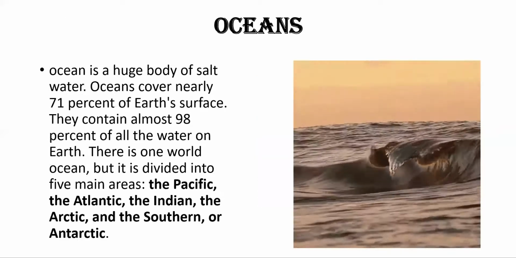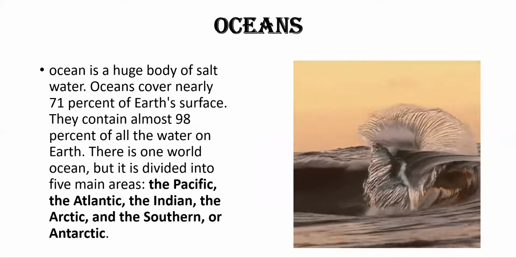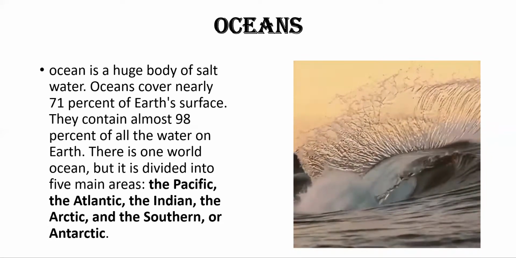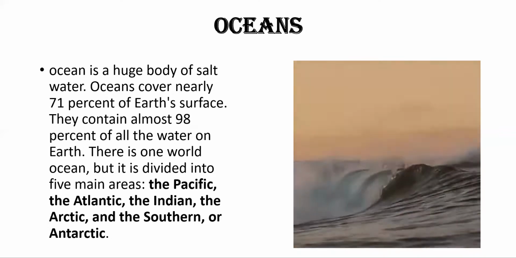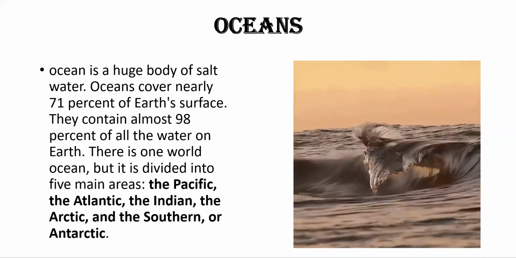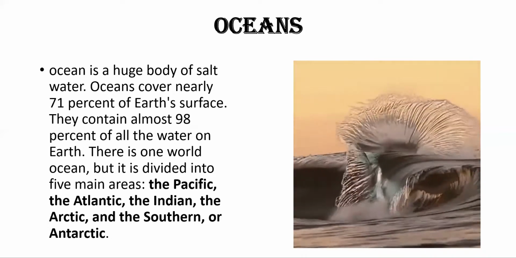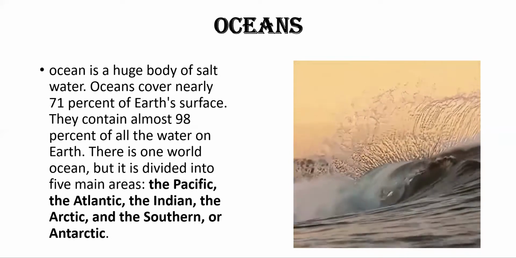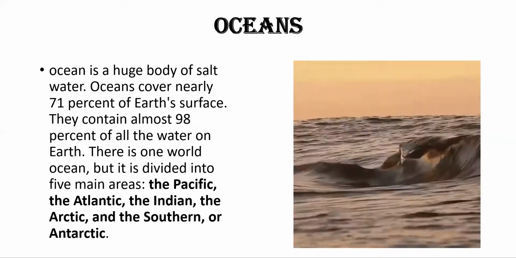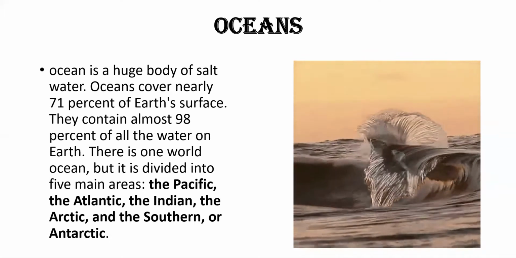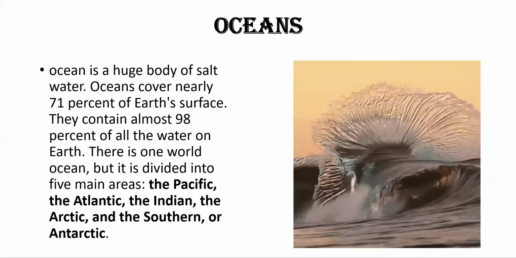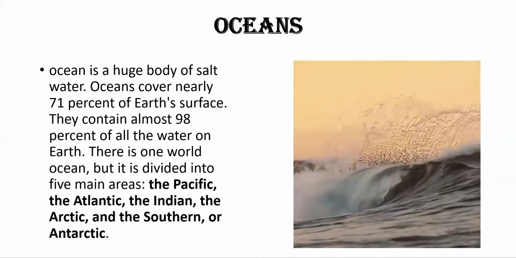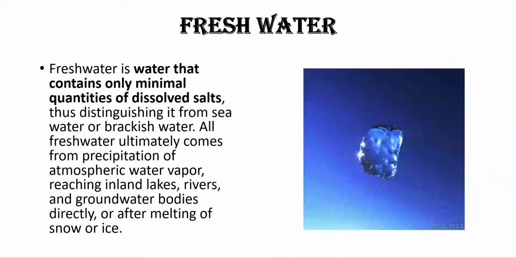Next, coming to the ocean habitat. Ocean is a huge body of salt water. Oceans cover nearly 71% of Earth's surface. They contain almost 98% of all the water on the Earth. There is one world ocean, but it is divided into five main areas: the Pacific, the Atlantic, the Indian, the Arctic, and the Southern or Antarctic.